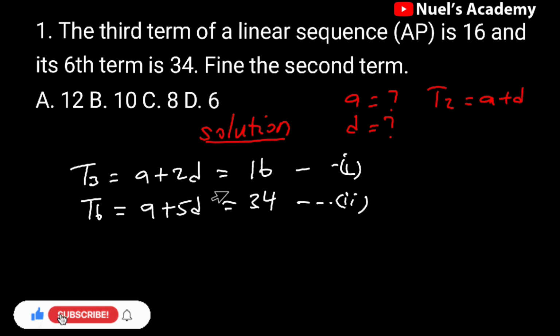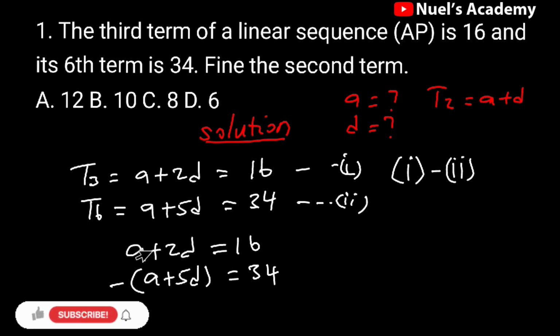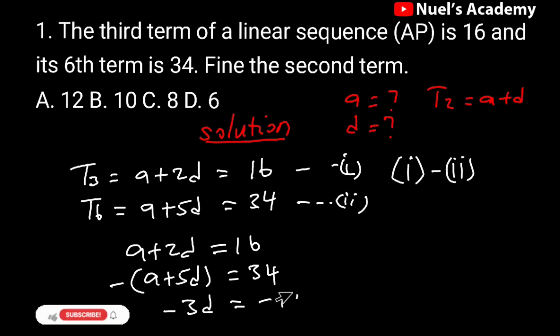So we have equation I and equation II. We're going to be solving these equations simultaneously, making use of the elimination method. So let's subtract equation I from equation II. When we do that, we're going to have A plus 2D equals 16 minus A plus 5D equals 34. So A minus A is equal to 0. 2D minus 5D is equal to minus 3D. Then 16 minus 34 is equal to minus 18.